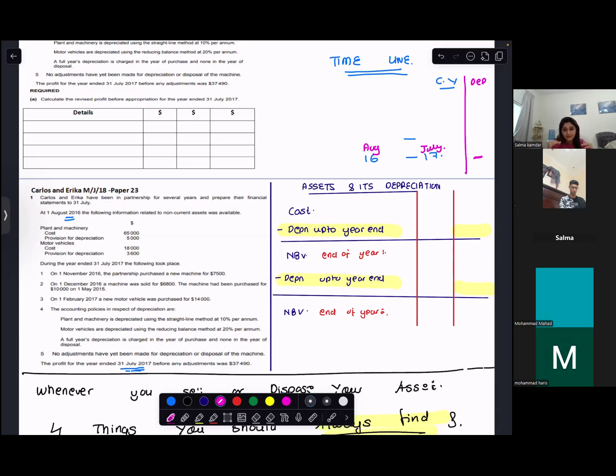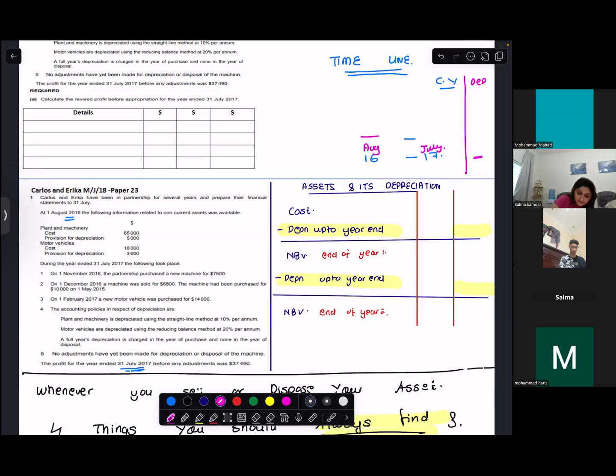Yes. Miss, the opening dates will be 1st August and 31st July. I am not bothered about it. I just want the month, August to July. It will always be 1 to 31. Okay. Yeah, I'm teaching depreciation. Let's focus on depreciation.